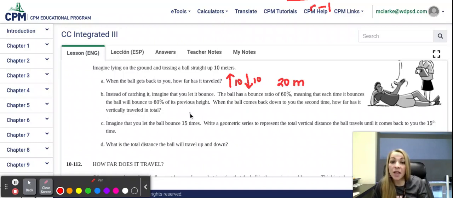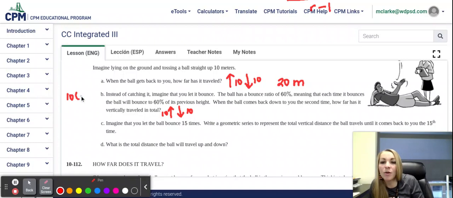B says, instead of catching it, imagine that you let it bounce. The ball has a bounce ratio of 60%. You need to think back to math 1, I think that's where you did the rebound ratio. That means that each time it bounces, the ball will come back up 60% of its previous height. When the ball comes back down to you the second time, how far has it vertically traveled in total? Of course, we have the 10 going up and the 10 going down to get that 20 that we already had. But we also need to go back up 60% of the way. So we're going to take 10 and multiply it by 0.6.